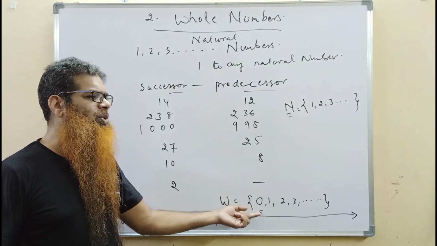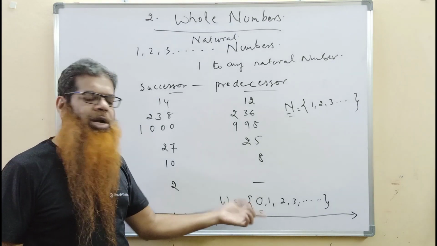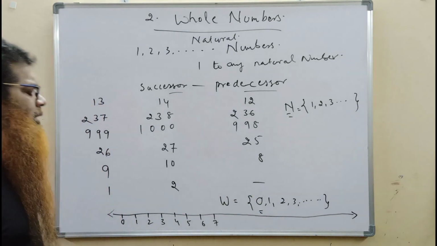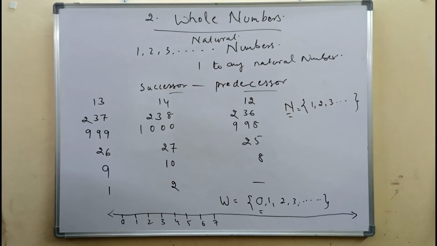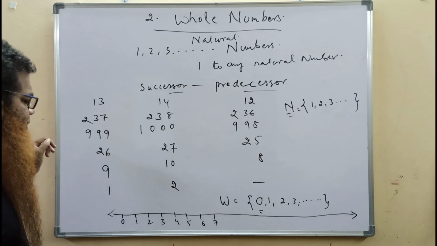There is a predecessor to 1 in the list of whole numbers and it is called 0. And the successor of 0 is 1, and it lies just on the right side of 0 on the number line.